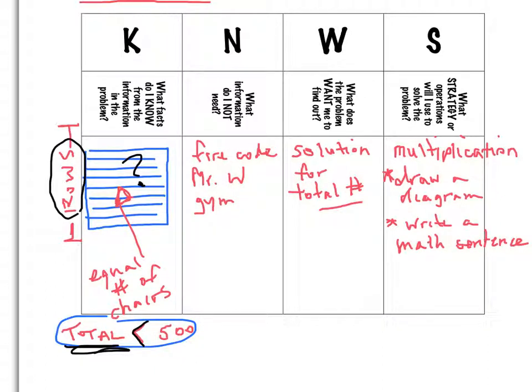Less than 500. And I always remember my less than sign because I always draw teeth on them. So the alligator always wants to eat the bigger number, right?